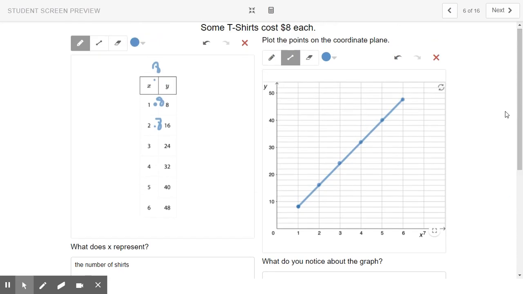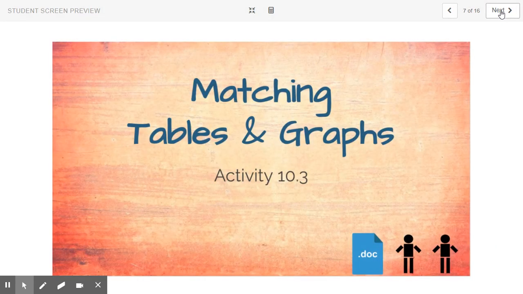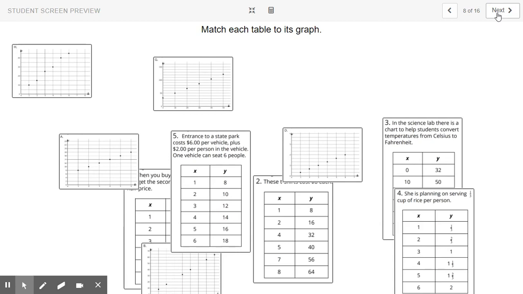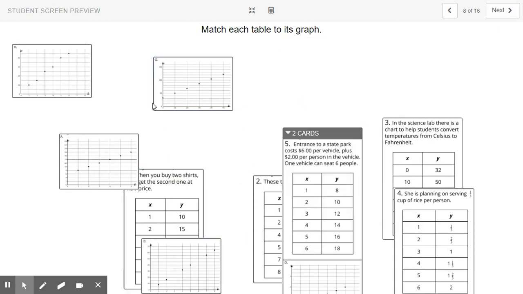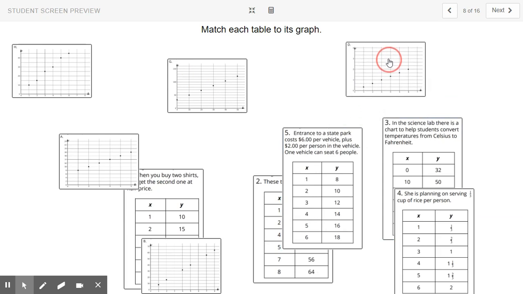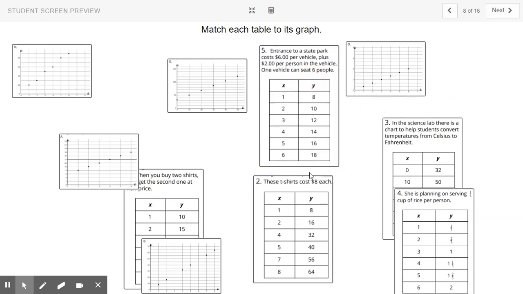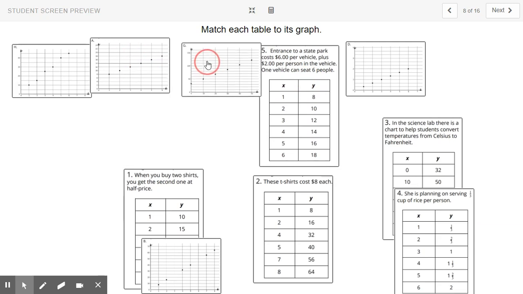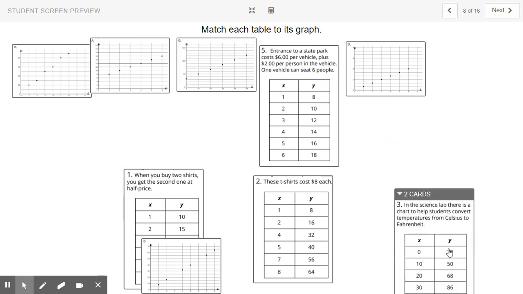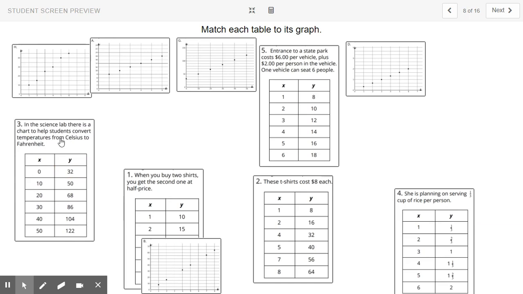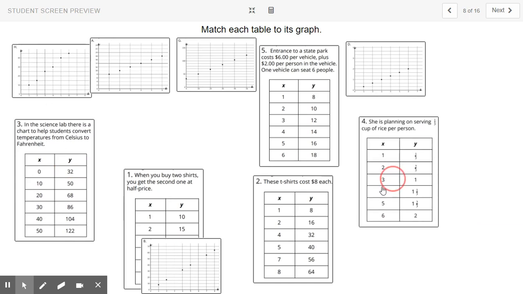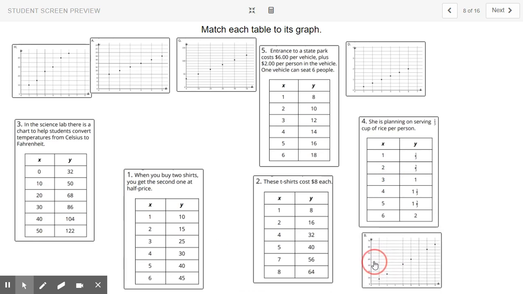All right. So let's take a look at some other graphs and tables. We have to be able to identify which tables will match up with which graphs. So for this particular activity, you need to match up the tables with a graph, okay? I'll give you a hint and we'll get started with number 1. We'll do number 1 first, and then I'll give you some time to look at these on your own.